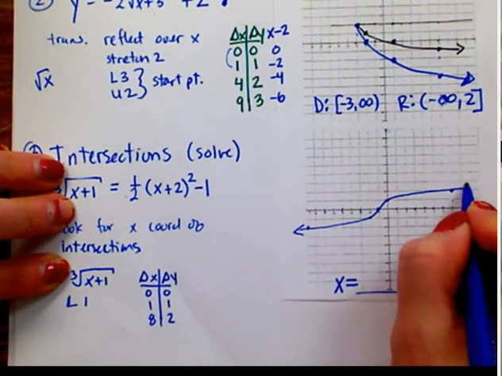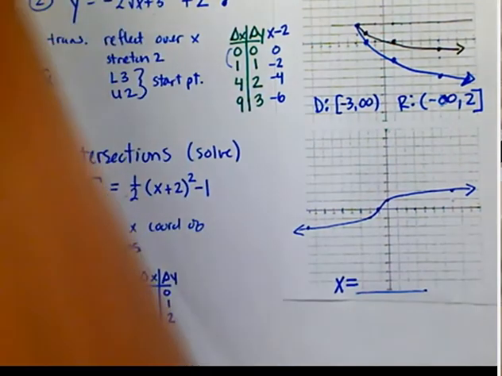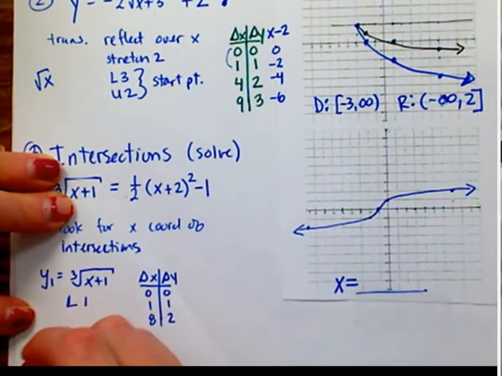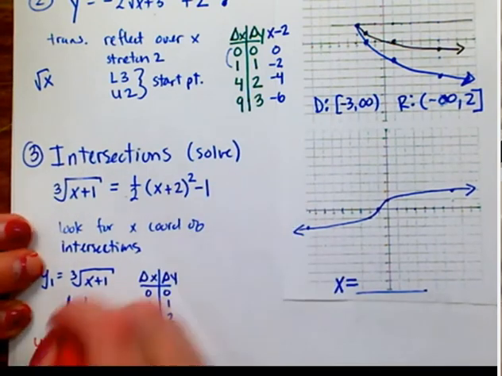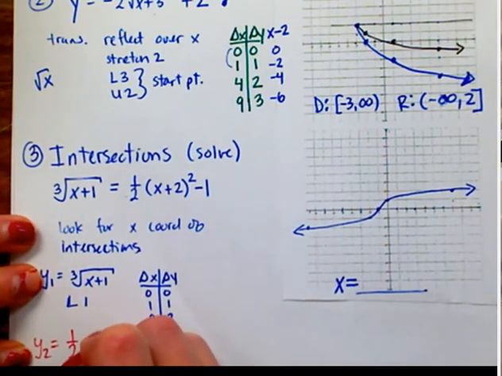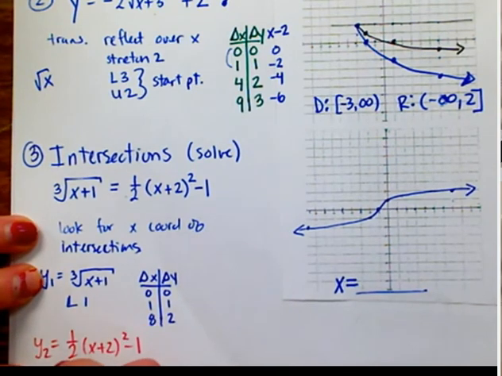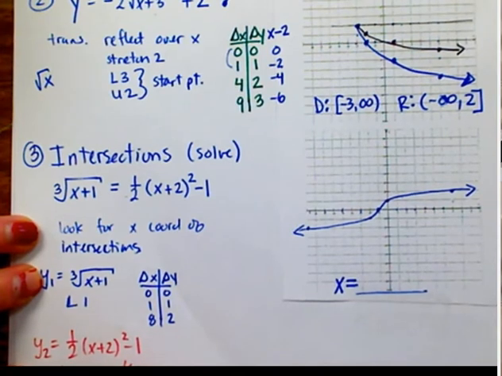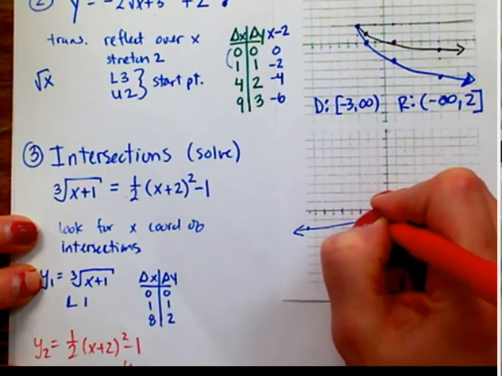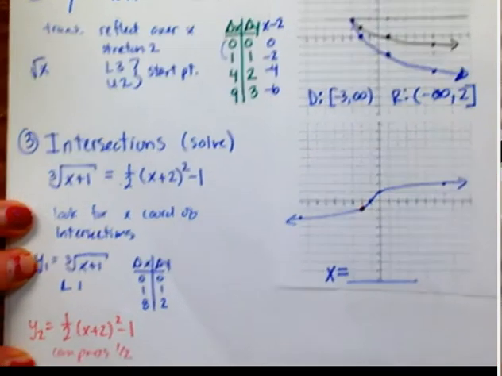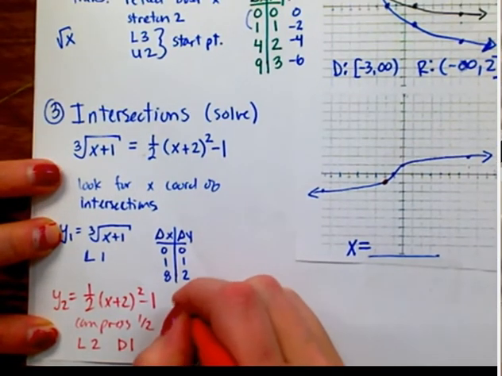Okay, and now I'll go ahead and switch colors, and I'll do it in red. Okay, and we're going to let y2 be the other function on the other side. So this one is compress 1/2, left 2, down 1, left 2, down 1. Oh, it appears as though we already found one intersection. Okay. So let's go ahead and put our table over.